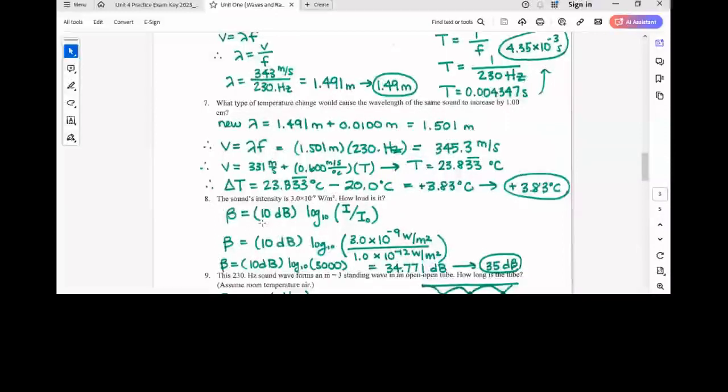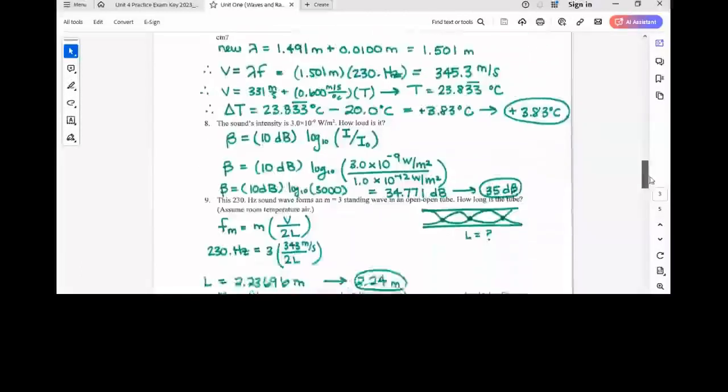Beta is equal to 10 decibel times log base 10 of this ratio, I over I naught, where I naught is the minimum intensity that the human ear can detect. That's 1.0 times 10 to the negative 12 watts per square meter, just a constant. So I can plug in the intensity we were given and end up with 34.771 decibel, which we could round to 35 decibel because we have 2 sig figs for this problem.